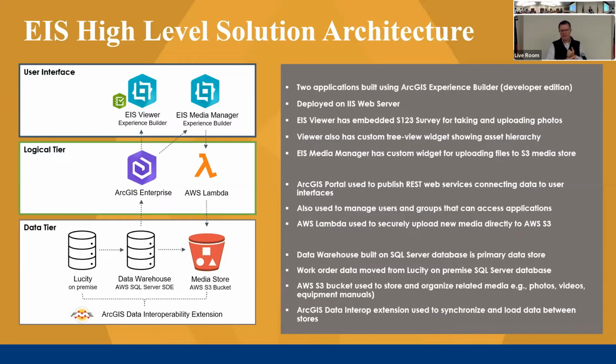We have something called an AWS Lambda. This is used to securely upload new media directly to our S3 bucket. It's a serverless, event-driven function that just helps move some data to the right place. And then finally, there's the data tier, a data warehouse built on SQL Server. This is our data hub, our primary data store. We move work order data from our Lucity system, which is on-prem, up to this SQL hub system in AWS. And then, of course, the AWS S3 bucket that I mentioned.